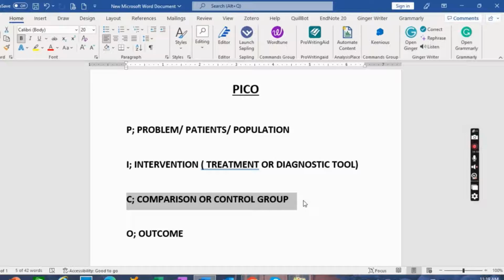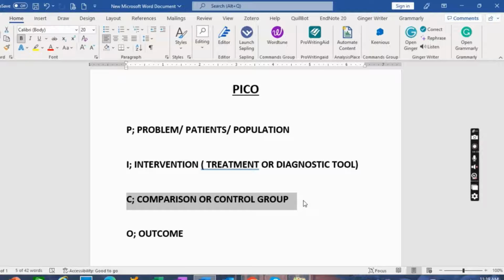So a comparison could be a group of patients. It could be a group of normal people. If you are testing a drug, it could be another drug. You're comparing the effects of two hypertensive drugs in comparison to each other. You are going to compare the efficacy of one type of insulin with another type of insulin. So this is how it will make the evidence of your research stronger.